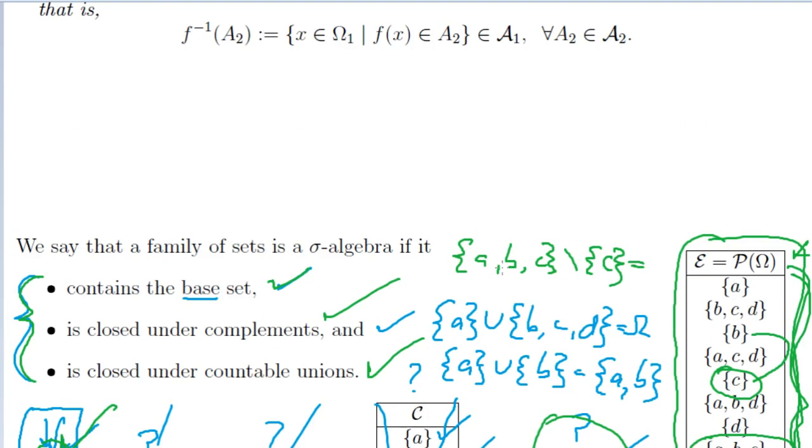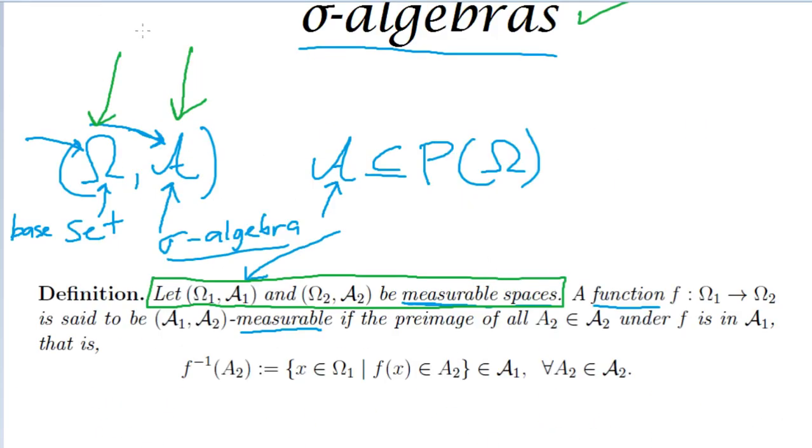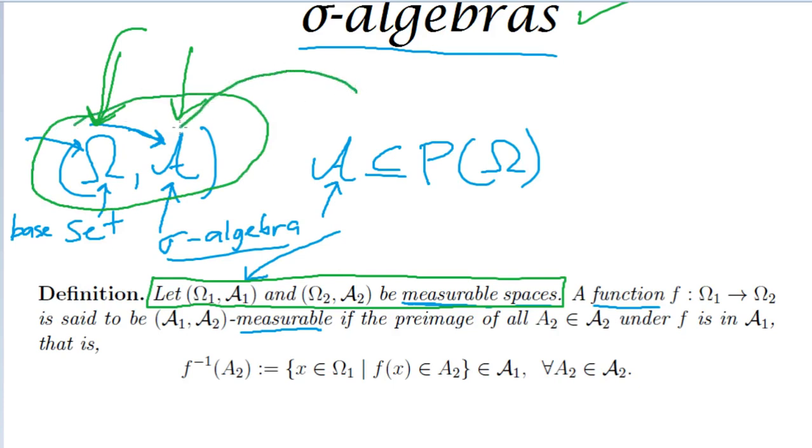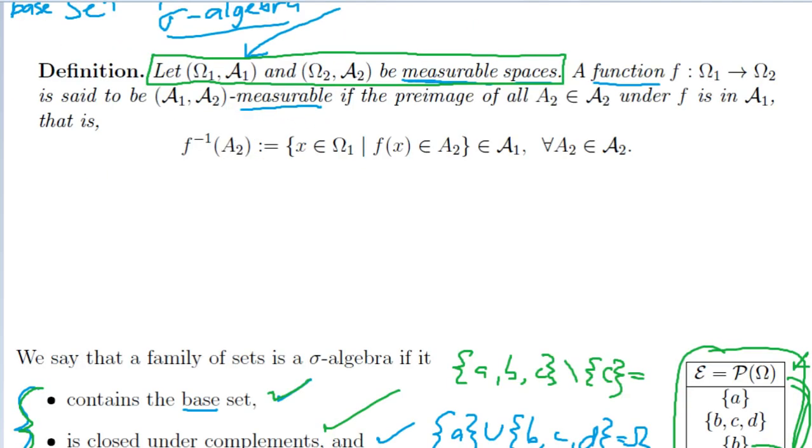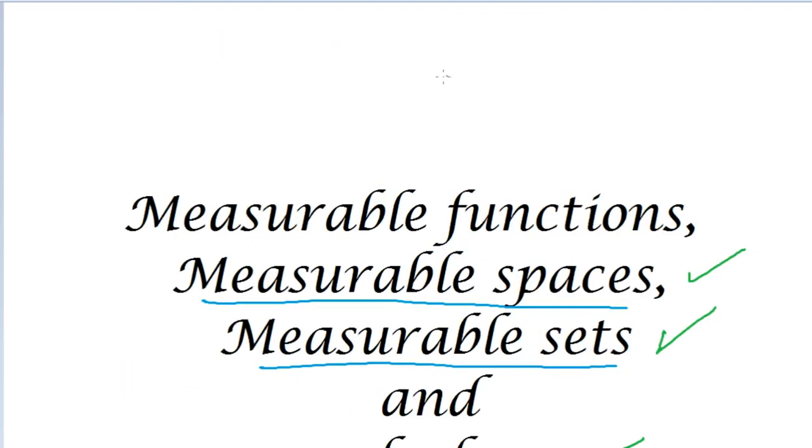Those are just the sets inside of a sigma algebra in one of these pairs in a measurable space. So this here is the base set, or the universal set. This whole thing is called a measurable space, and the sets in this set here are called measurable sets. Okay, so now we can get to the point of this video, which was measurable functions.